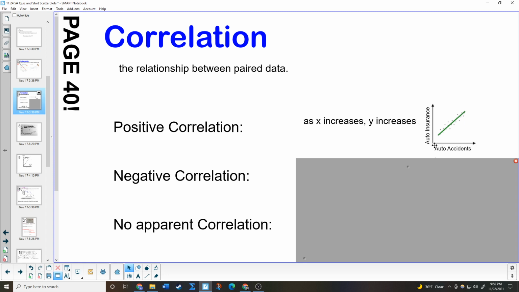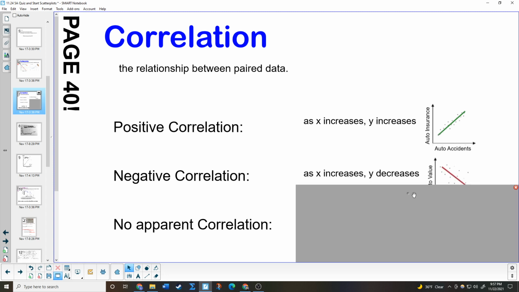So if you have fewer auto accidents, you're going to have a lower auto insurance that you have to pay each month. All right. A negative correlation is that as one of them increases, so as X increases, Y is decreasing. So as the mileage of your car increases, the value of your car is going to decrease. So right here, low mileage, high value. Down here, higher mileage, lower value. Okay. So that's positive and negative.